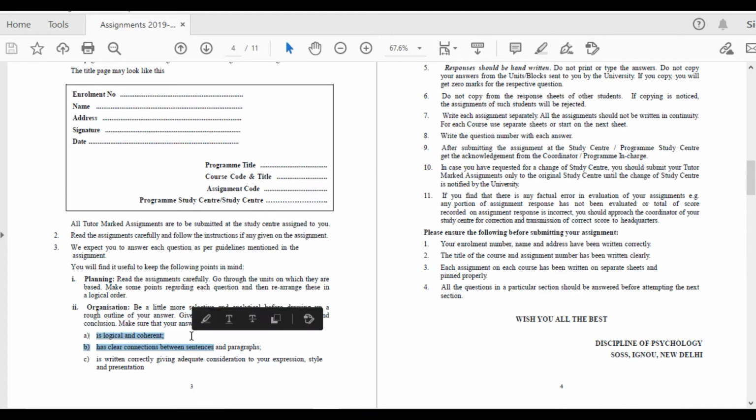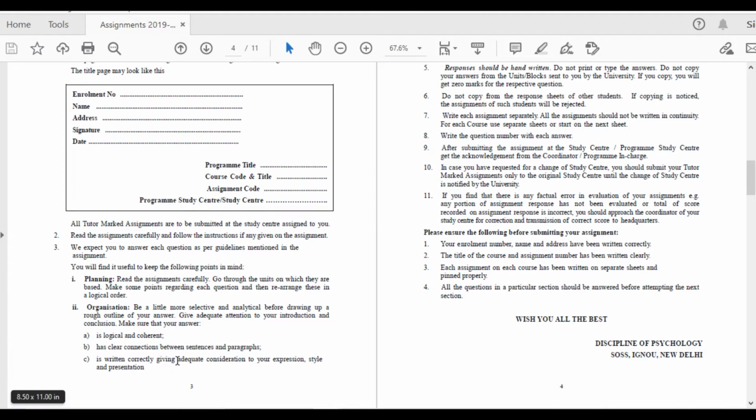Now make sure the answer is logical and coherent. Okay, so the answer needs to be relevant to what the question asks and has clear connections between the sentences and paragraphs. So these sentences follow each other one by one, and if you change the paragraph, make sure that you are in line with the topic going on inside that paragraph. If the same topic is going on, then do not change the paragraph. You can remain in the same paragraph, and when the topic changes, you can change the paragraph.